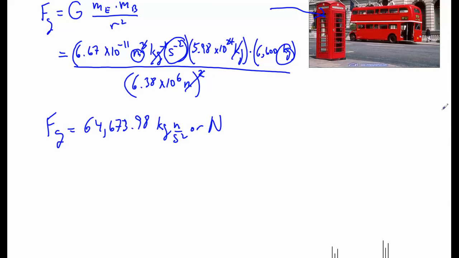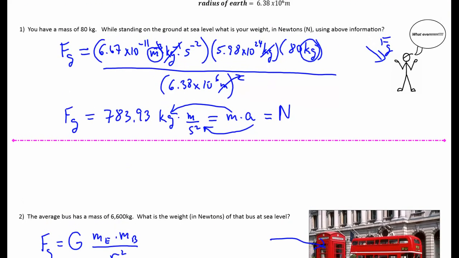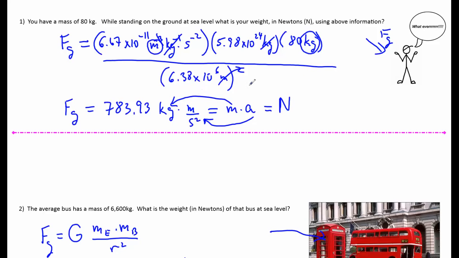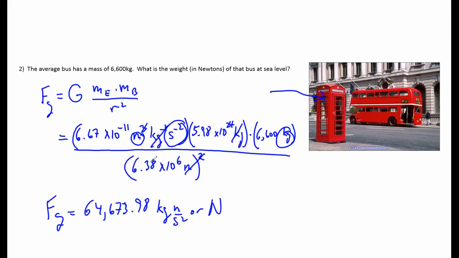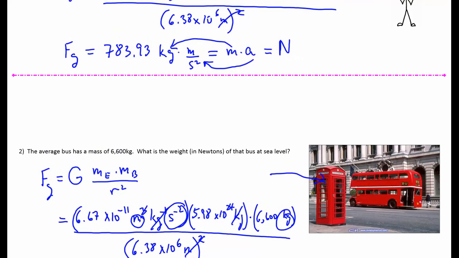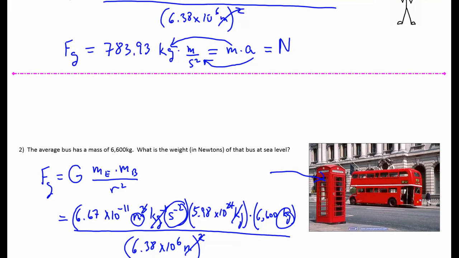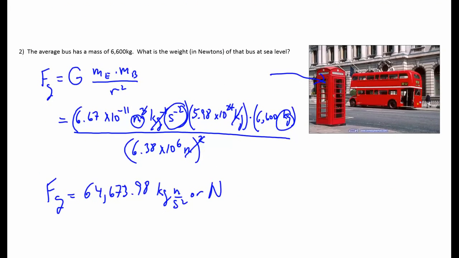So now we see that the force of gravity is very different depending on the mass of the object that the gravity is affecting. This 80 kilogram person has a gravitational force of 784 newtons acting on it, whereas this bus at 6,600 kgs, it's got 64,674 newtons acting on it. That is a huge difference. You could roughly say that the person, it's close to 1,000 newtons. The bus is over 64 times as great a force.